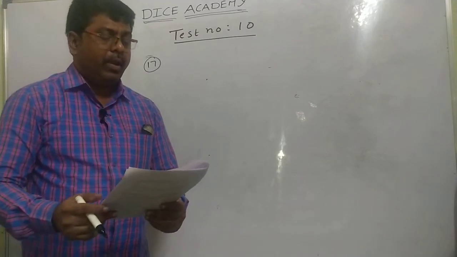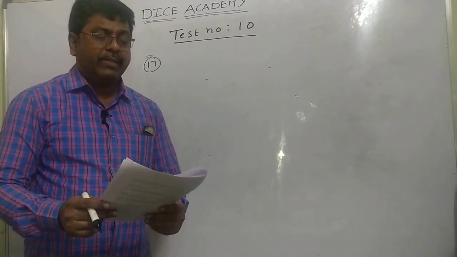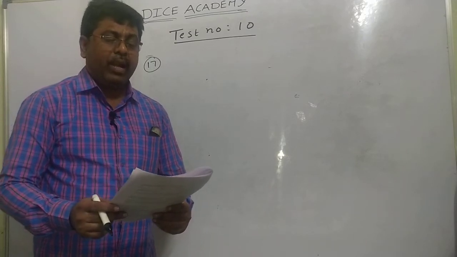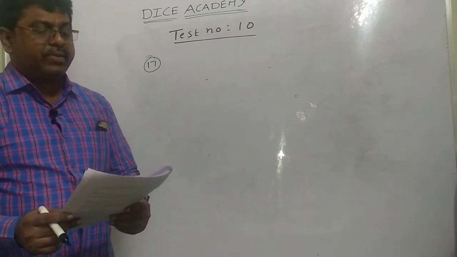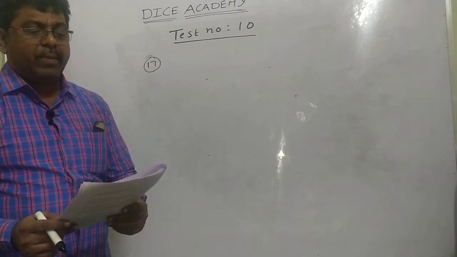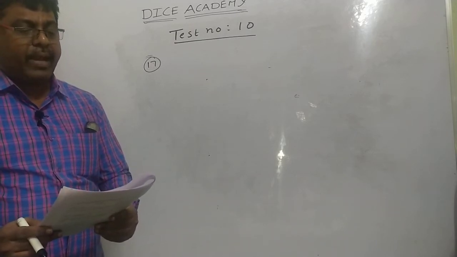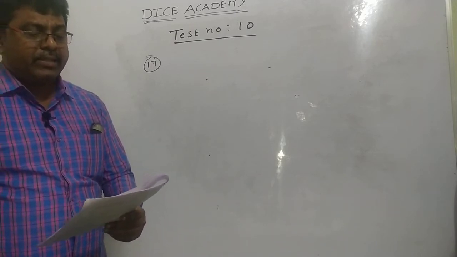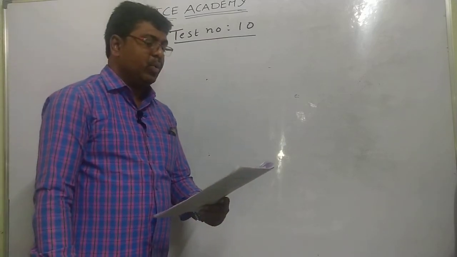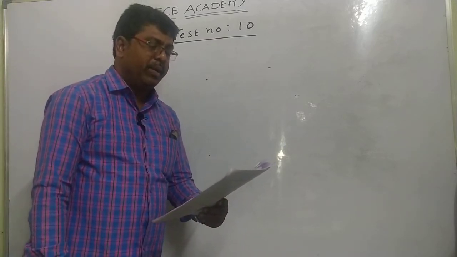17th problem. A goods train leaves a station at a certain time and at a fixed speed. After 6 hours, an express train leaves the same station and moves in the same direction at a uniform speed of 90 km per hour. The train catches the goods train in 4 hours. Find the speed of the goods train.